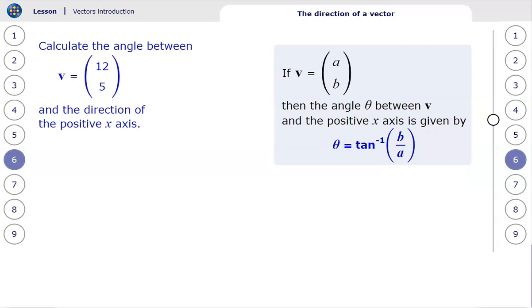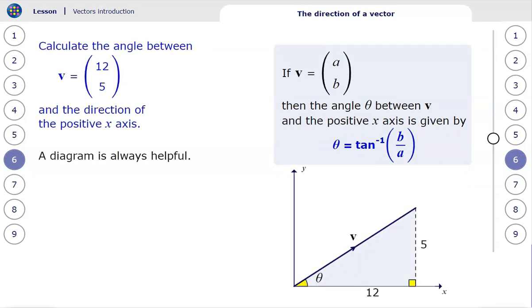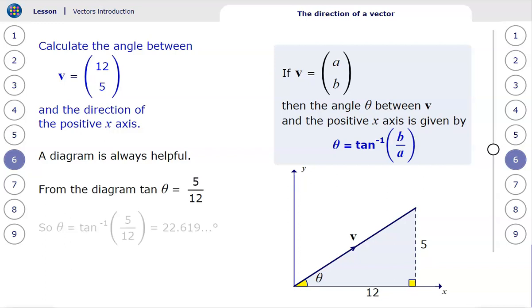So we're going to use this formula to work out the direction of a vector. If I've got my column vector 12, 5, a diagram is always useful so we know which way we're working, whether we're going up, down, left, right, wherever it is. So now we know the vertical component is 5, the horizontal component is 12. So from the diagram we can say tan of theta is 5 over 12. And so if I want to work out the value of theta, it's simply going to be tan to the minus 1 of 5 over 12, or 22.6 degrees.